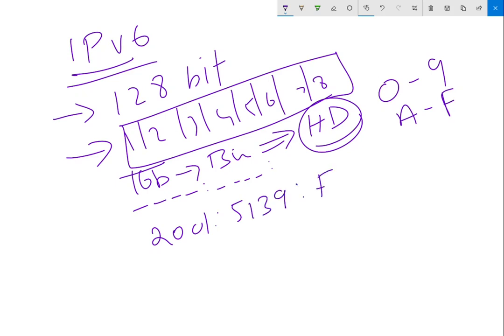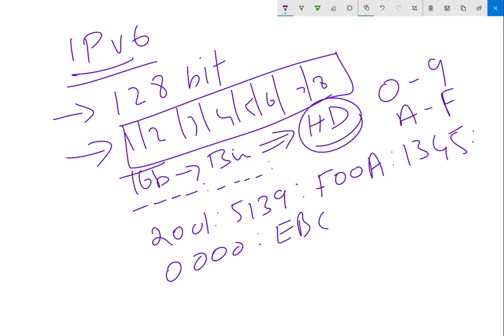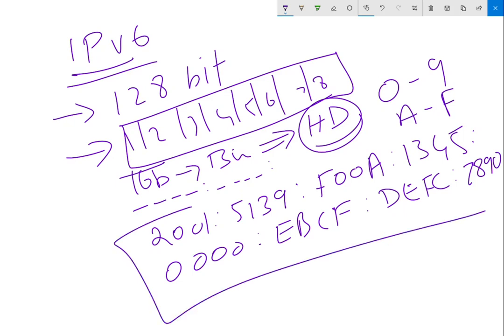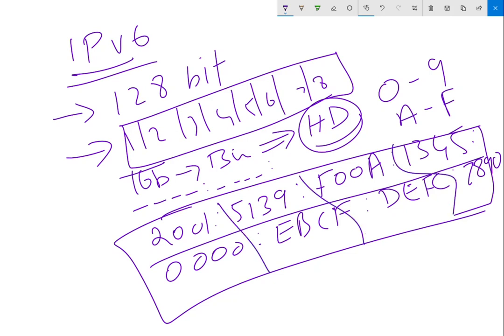So it will be like 2001:5139:F00A:1234:0000:12345, then we have another three parts here: EBCF, DEFC, 7890, something like that. I'm just writing it like that. So you have 8 parts. All these 8 parts constitute an IP version 6 structure.